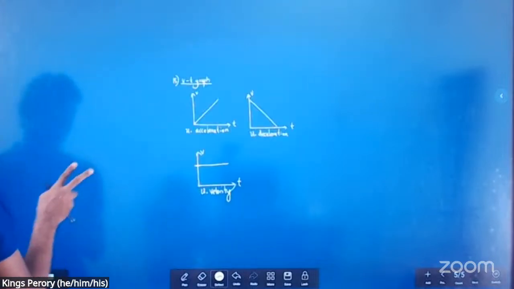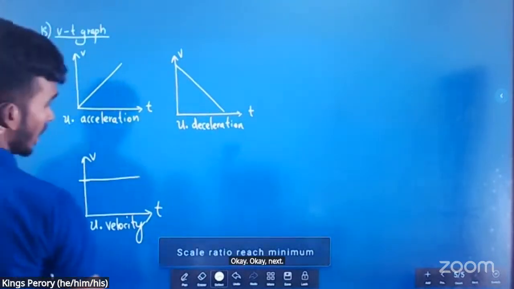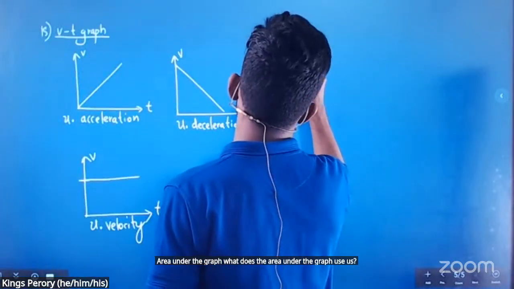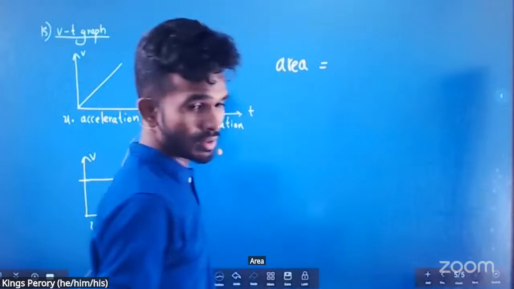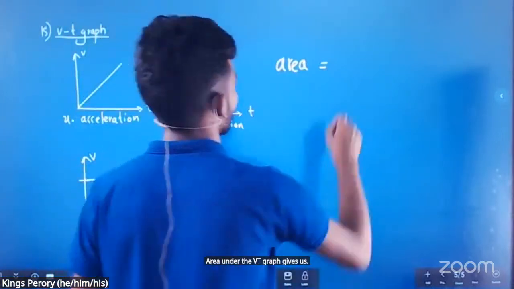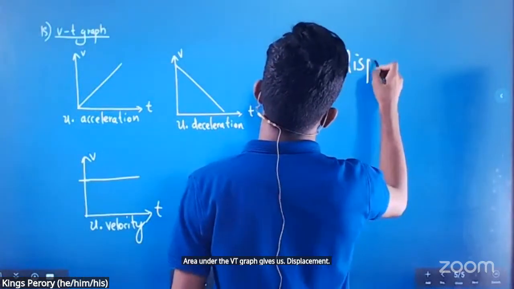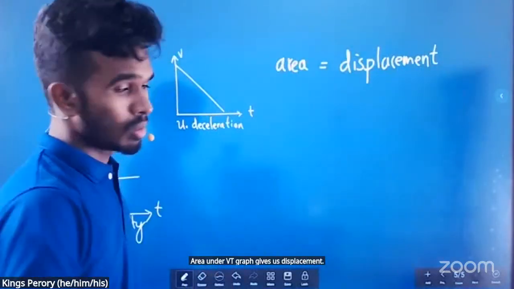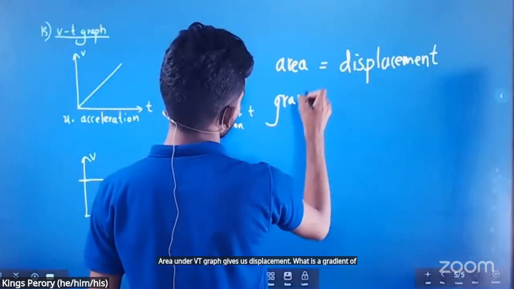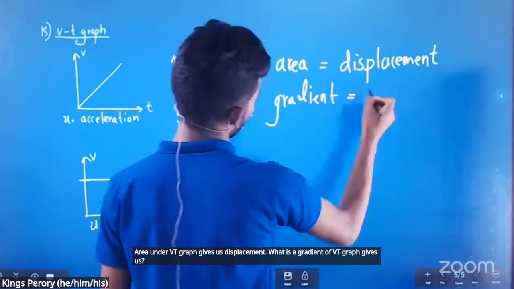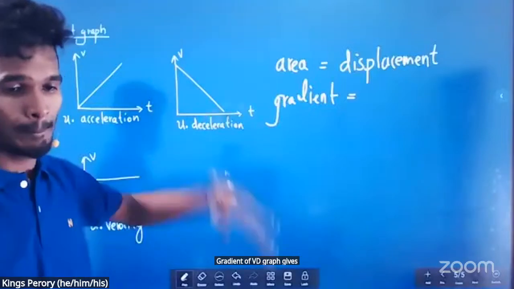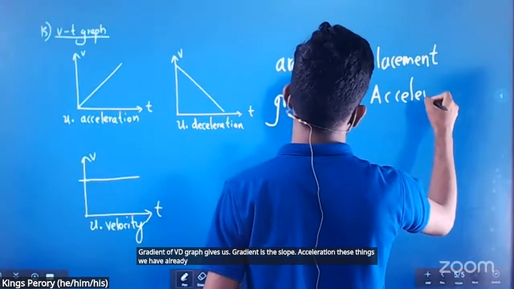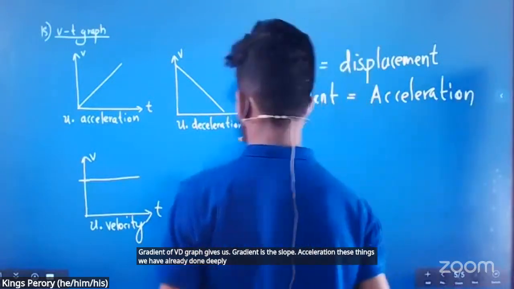Next, what does the area under the graph give us? The area under the VT graph gives us displacement. What does the gradient of the VT graph give us? The gradient is the slope. It gives acceleration. These things we have already done deeply.